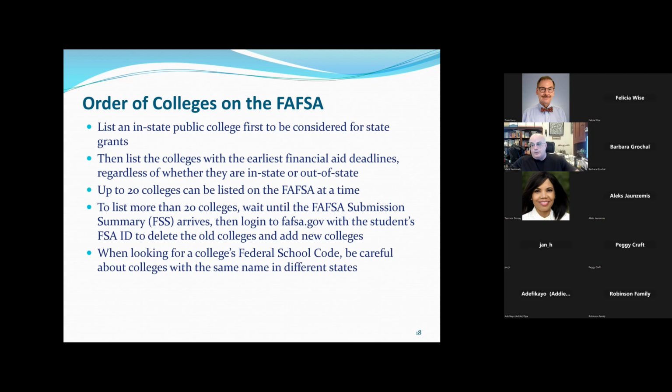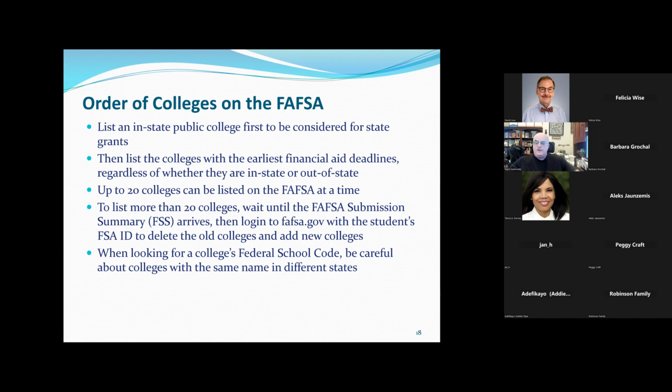Receipt of the FAFSA submission summary, previously known as a student aid report or SAR, is an indication that the colleges have received their institutional student information record, or ISER, which includes the student's FAFSA data, just not the list of colleges. Unfortunately, this has been delayed until sometime in March, maybe even later. So it's going to be a challenge for students to add more colleges in a timely manner, but the colleges are delaying their deadline, so maybe it'll work out.